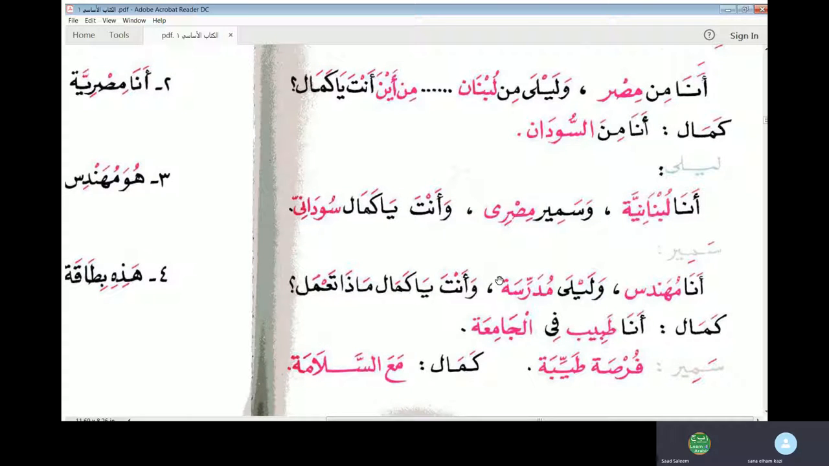Layla: أنا لبنانية. I am Lebanese. وسمير مصري. Samir is Egyptian. وأنت يا كمال سوداني, and you, O Kamal, are Sudanese. Ana Muhandis, I am an engineer. Wa Layla Mudarrisa, and Layla is a teacher. Wa anta ya Kamal, maza ta'amal? And what do you do? Kamal: Ana tabib fil jamia. I am a doctor in the university.